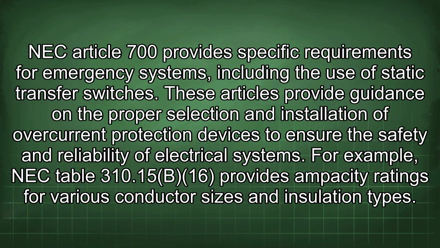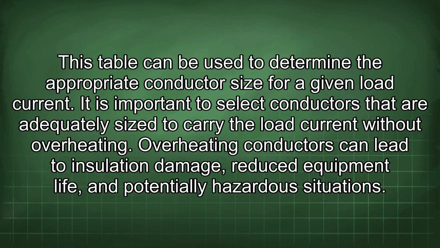of electrical systems. For example, NEC Table 310.15(B)(16) provides ampacity ratings for various conductor sizes and insulation types. This table can be used to determine the appropriate conductor size for a given load current. It is important to select conductors that are adequately sized to carry the load current without overheating. Overheating conductors can lead to insulation damage, reduced equipment life, and potentially hazardous situations.